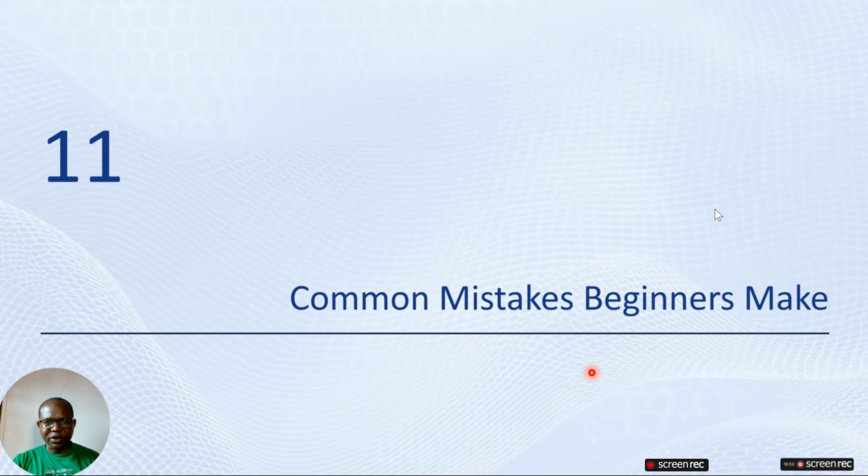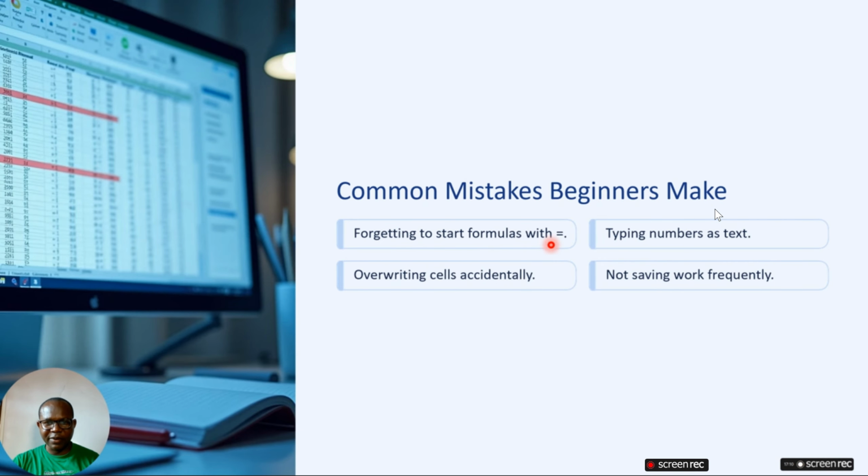Now, as we round up, we're going to be talking about the common mistakes beginners often make when they use Excel sheets. What are the common mistakes that, as a beginner, you should try to avoid when working with Excel? The first one is forgetting to start your formula with an equals sign. It's going to return an error, or it will not even perform any operation at all. So you must always ensure that if you want to use a formula or a function, you must always start with an equals sign. Excel automatically understands that you want to perform an operation.